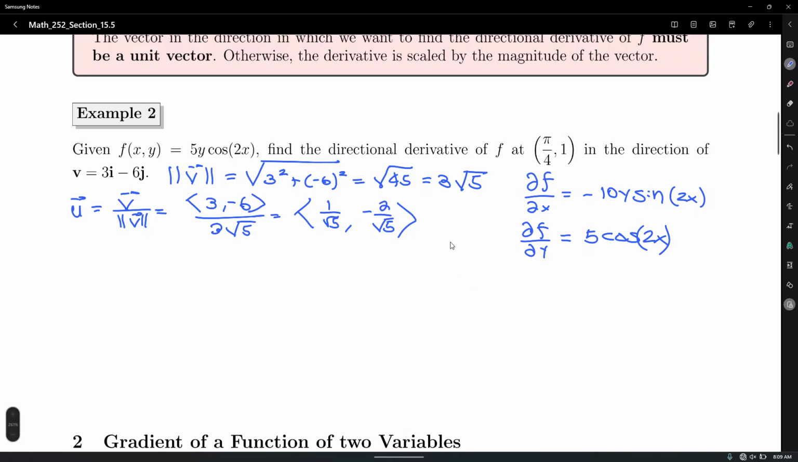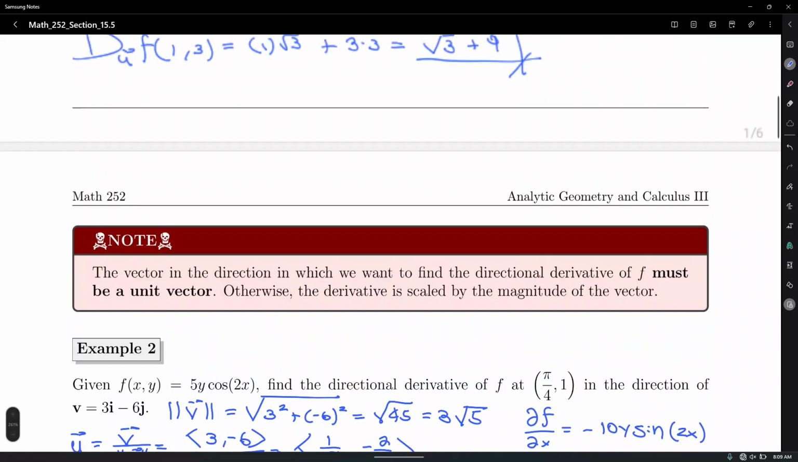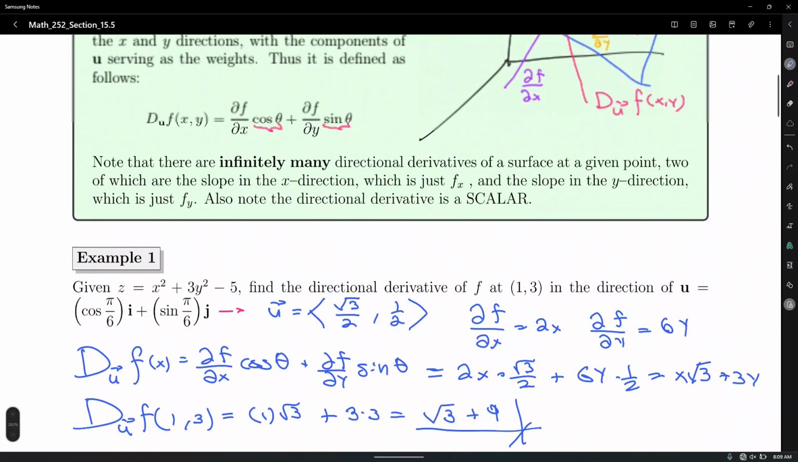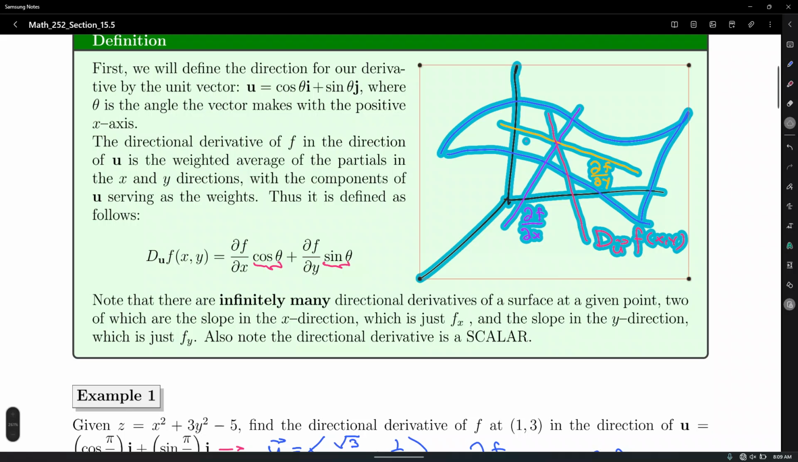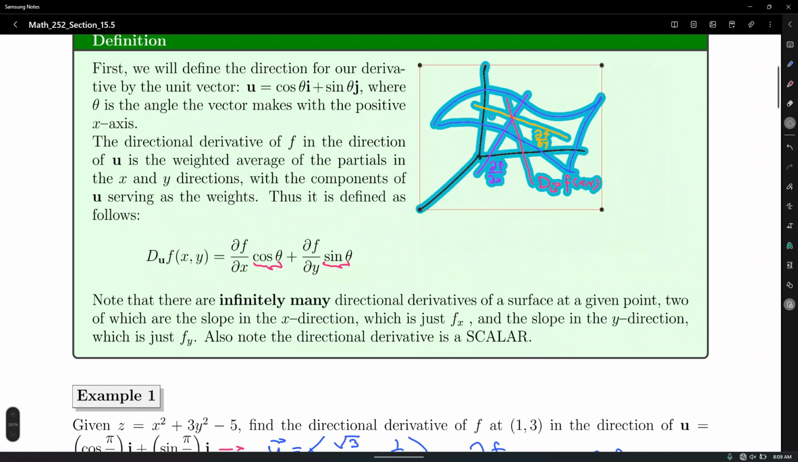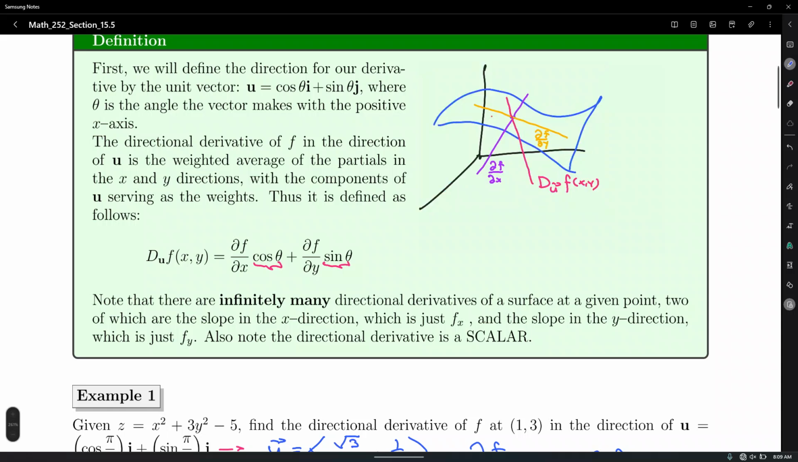So that's our partial derivatives. Well, here is the thing. We need to redefine our directional derivative formulation. Let's go back to the previous page. So when we first defined our directional derivative, what did we do? We multiplied the partial with respect to x by the cosine of the angle, plus the partial with respect to y times the sine.